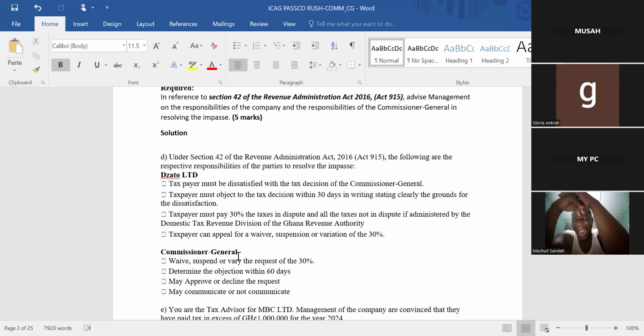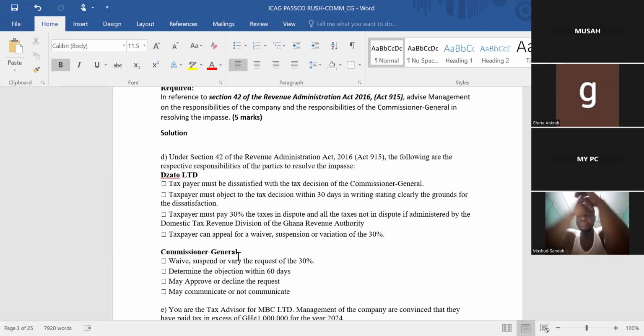And you must pay 100% of all the taxes that you don't have issues with, plus all the indirect taxes, to the Commissioner General before the Commissioner General can entertain your objection. I think some of the tax practitioners petitioned about this 30%, but the Supreme Court threw the petition away. And then they are saying that the taxpayer can apply for the waiver, suspension, and variation of the 30%.